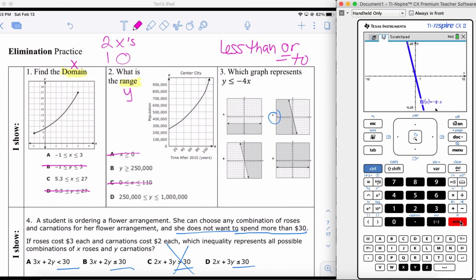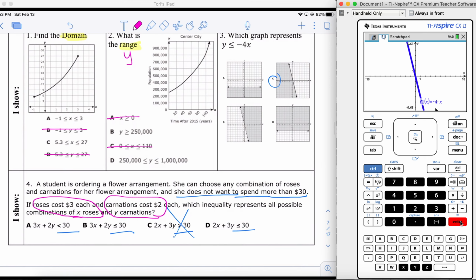Second thing I'm going to look for is who matches up with who. If roses cost $3 each and carnations cost $2 each, which inequality represents all possible combinations of X roses, okay? So X's have to go with the 3 because those are roses. And Y is carnations. So $2 has to go with Y because that's carnations. So anything that doesn't have a 3 with the X, like this one where the 3 and the Y are backwards, I'm going to eliminate those options, okay?